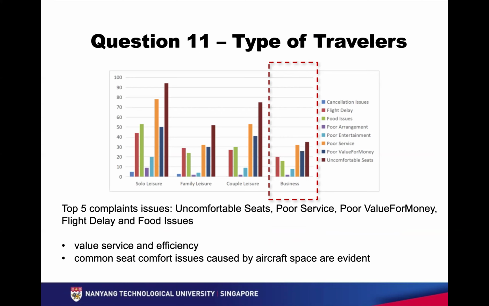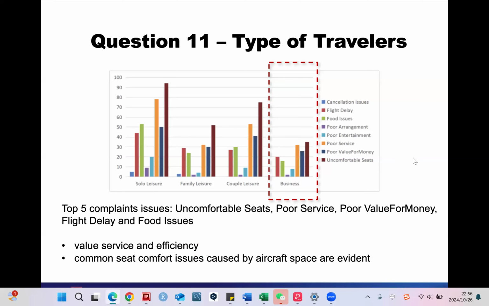Firstly, for the business type of passenger, the top 5 complaint issues are uncomfortable seats, poor service, poor value for money, flight delay, and food issues. According to these complaint issues, we can see that this type of passenger values service and efficiency more. And the common seat comfort issue is caused by the aircraft space in this type of passenger.